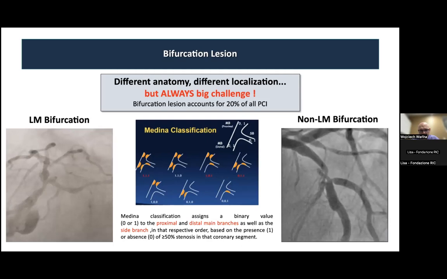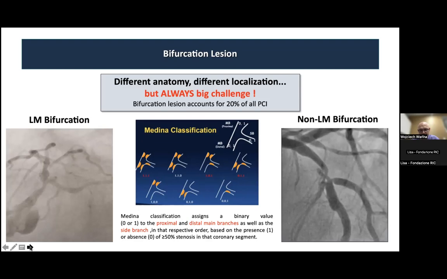According to the European Bifurcation Club, the classification which should be used to address the kind of bifurcation lesion is the Medina classification. The Medina classification has been explained by Sylvia Ivancic in previous lessons. Generally, a bifurcation lesion has different anatomy and different localization, but it is always a big challenge to treat properly using PCI techniques.